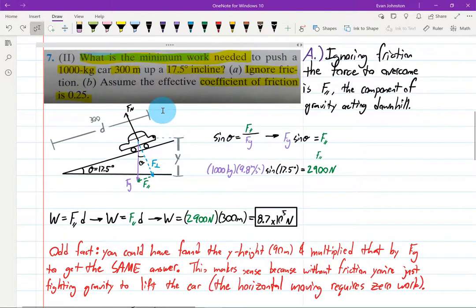What is the minimum work needed to push a car with some mass, some distance? We know d, we know how far it's going. It's going up an incline, though. So we have this incline plane problem. So hopefully we read this and go, boom, I have to draw my incline plane. I have to draw the car.